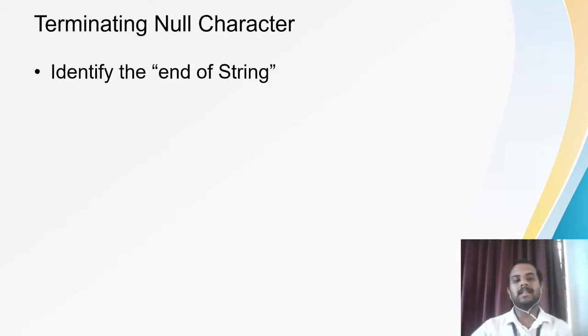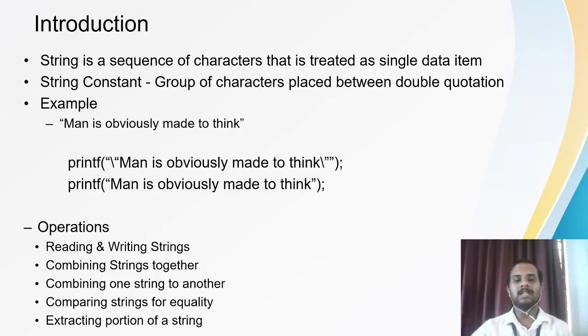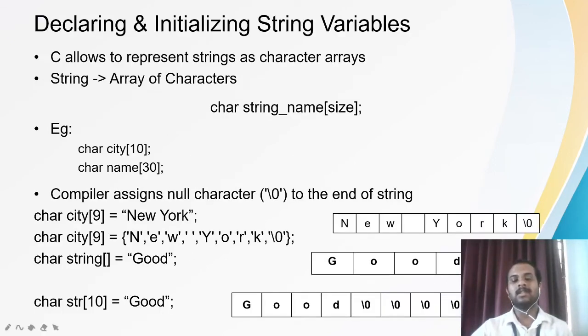Terminating null character. As I already mentioned, the null character represents the end of the string. So what is the importance of the end of the string? When the compiler is going to do an operation on a particular string, it should come to know where the string ends, right? So it will easily come to know, okay, this string ended here.